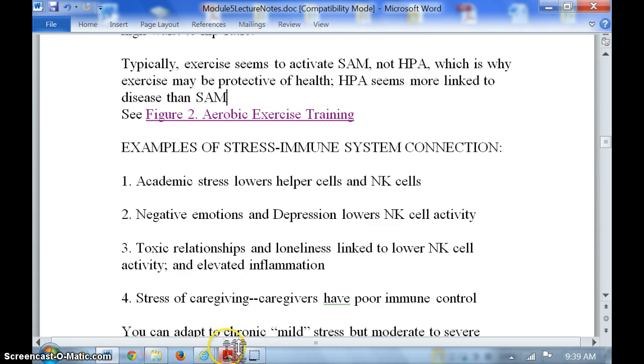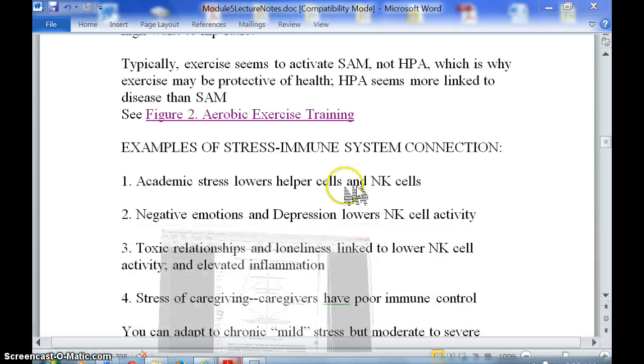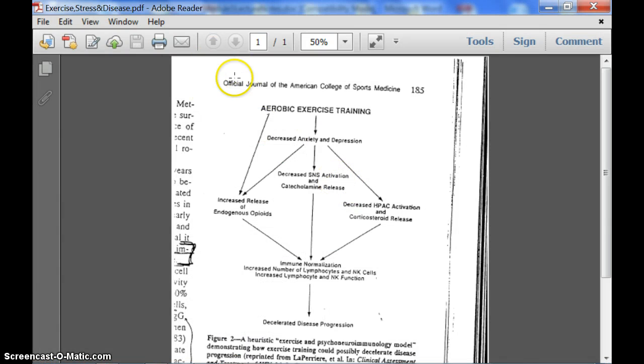And you can see from the simple figure, similar to the stressors, that aerobic exercise training can help reduce that stress and anxiety. And again, we're still trying to figure out how that works exactly, but there does seem to be that relationship. Once you have that, of course, through regular exercise, you get this decreased anxiety and depression, which then decreases catecholamine release and helps you have normal immune functioning by increasing number of lymphocytes, by increasing NK function and decelerated disease progression.